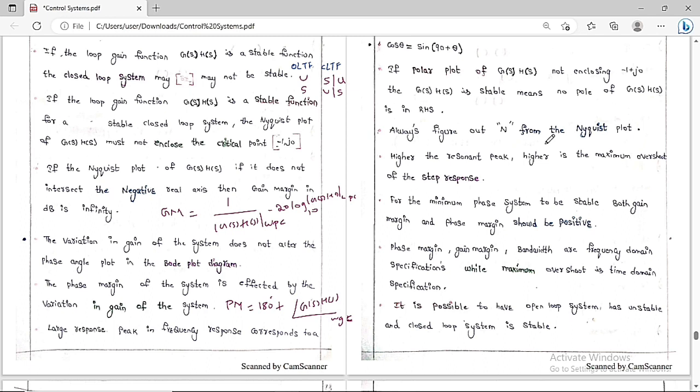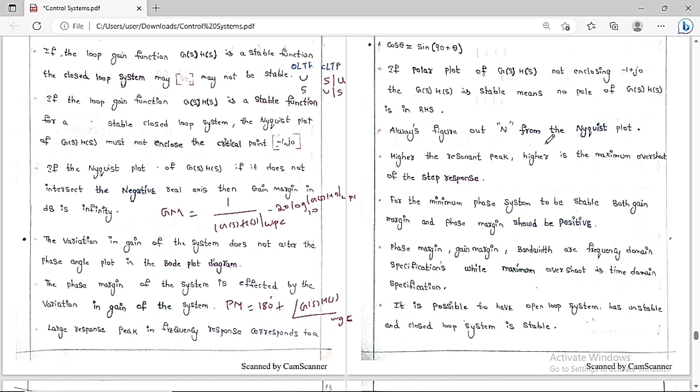What is the value of N? I have already told you N is equal to P minus Z, where N is the number of encirclements in the G(s)H(s) plane of the point -1 + j0. Take it positive for anticlockwise and negative for clockwise. Then P indicates the number of poles of G(s)H(s) present in the right half of the s-plane, and Z indicates the number of closed loop poles which lie in the right half of the s-plane. So N is equal to P minus Z.